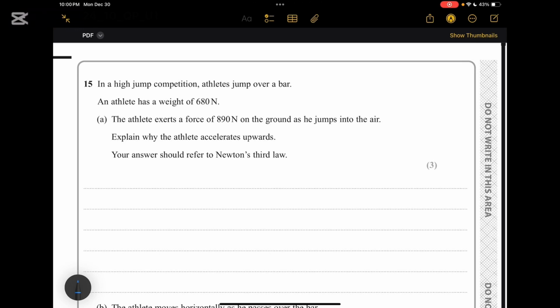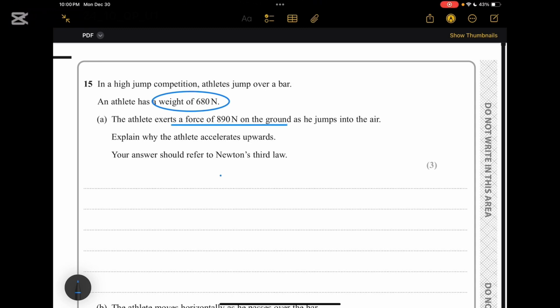Okay, so heading into question number 15. In a high jump competition, athletes jump over a bar. An athlete has a weight of 680 newtons. So this is the weight of the athlete. The athlete exerts a force of 890 newtons on the ground.